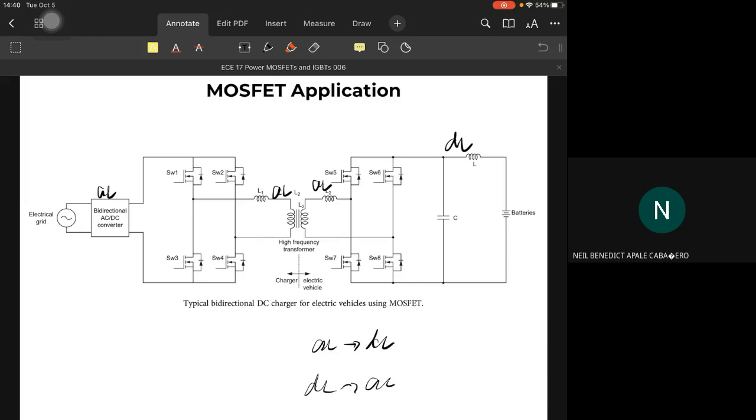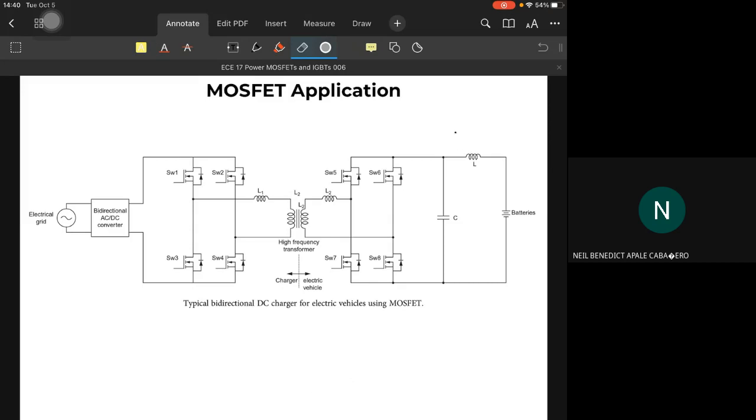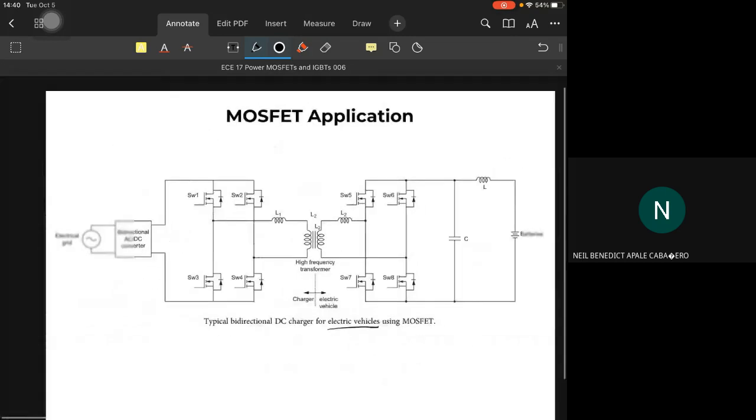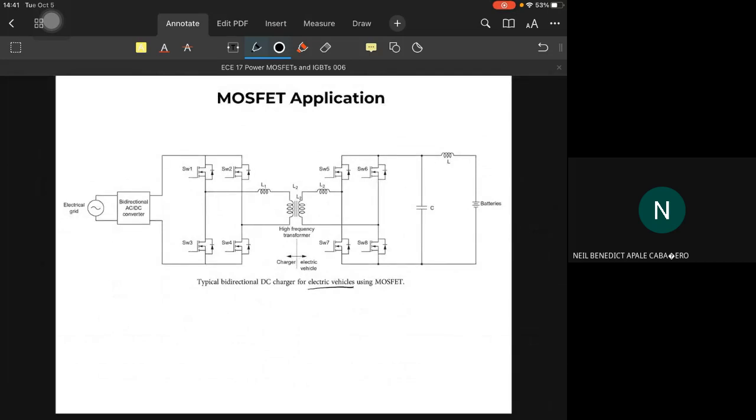Kaya, basta, again, may kita ba? Yeah, electric vehicle. No? So, automotive ang application dire. Mga hybrid siguro ni or electric vehicles, no?